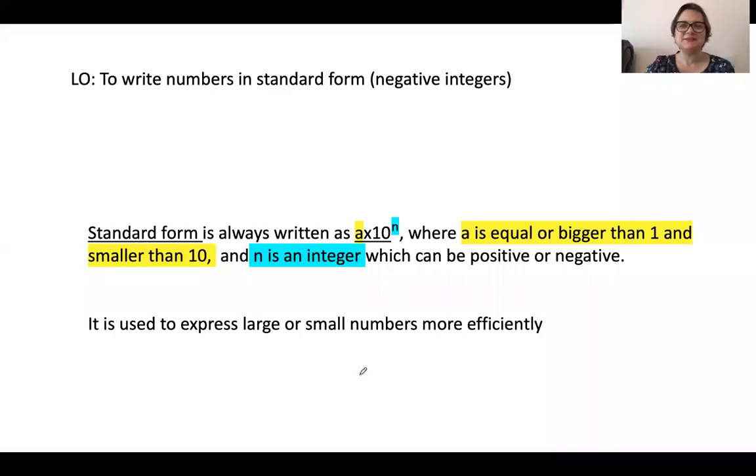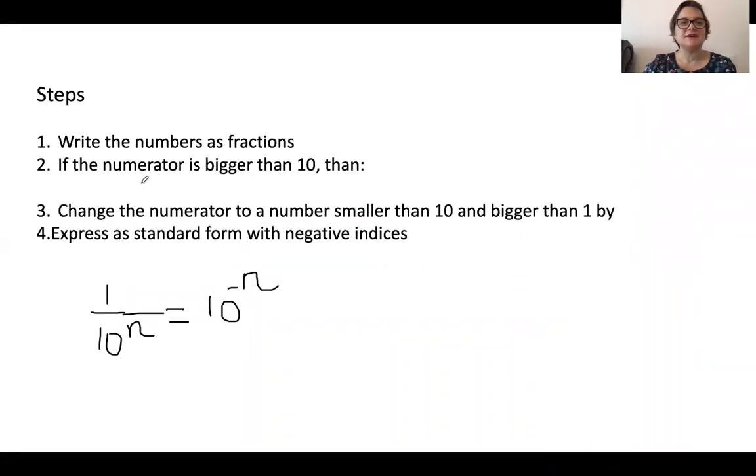Hello everyone. Today we are going to learn how to write numbers in standard form, negative integers. As I explained previously, standard form is always written in this form where a is a number bigger than 1, smaller than 10, and n is an integer, and that can be positive or negative. Today we are going to focus only on the negative integers. Here are some steps which I will explain to you one by one when we do the exercises.